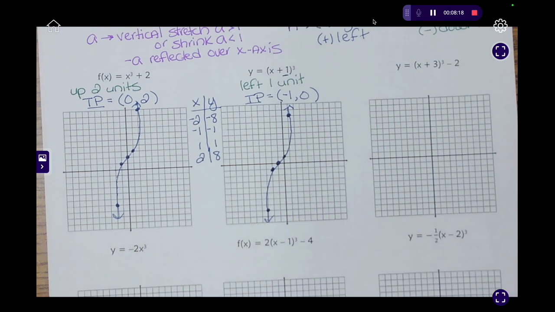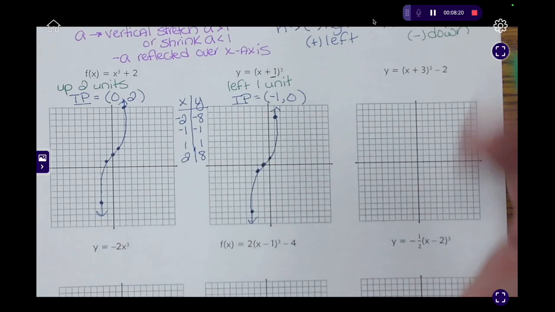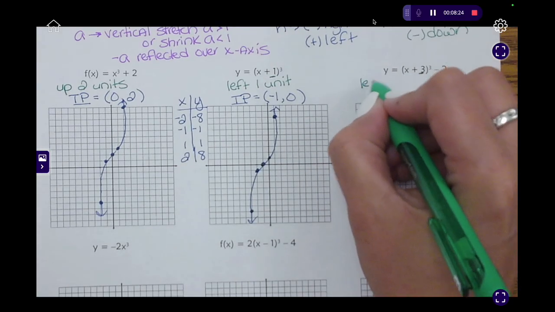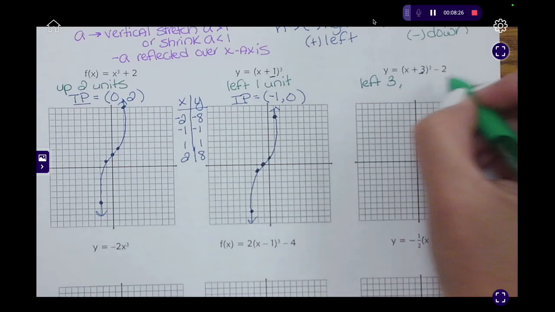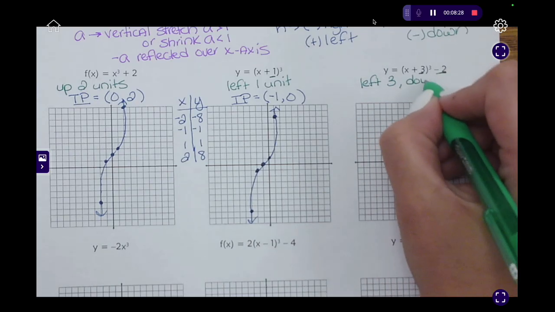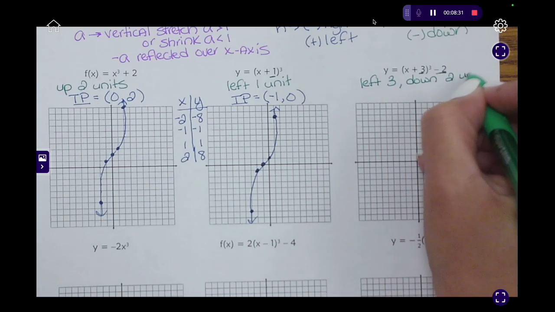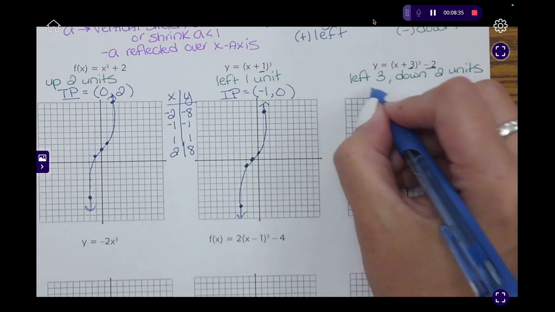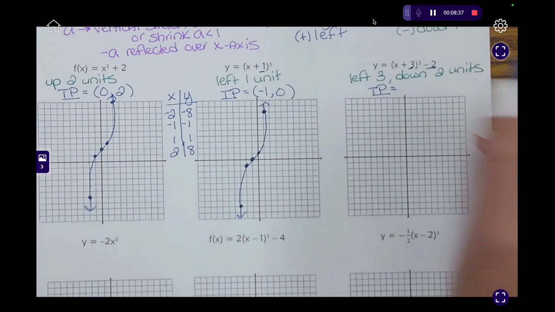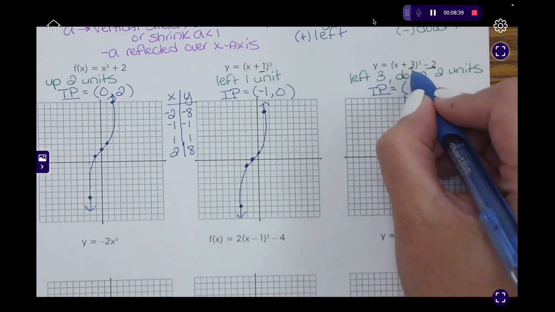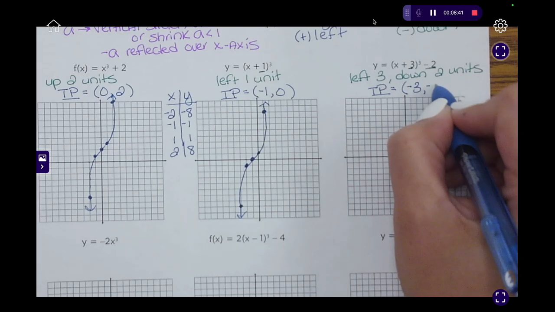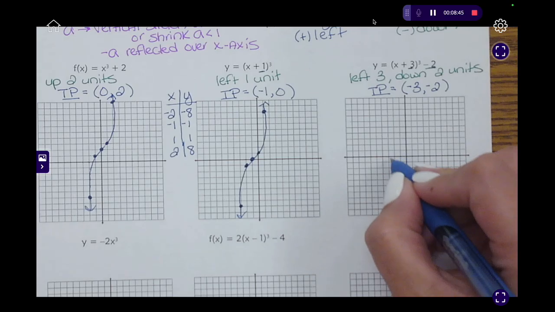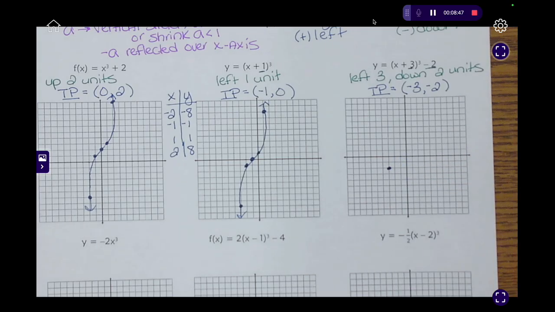All right, so let's look at the next one. We're going to kind of merge this. So now I have 2 numbers. Looking at this, the 3 on the inside tells me that it's going to the left 3 units. And then this is going down 2 units. So for the turning point, I need to put those numbers in an ordered pair. Remember, this is a -3 and that's a -2. So that's my turning point, the middle of my graph. So I'm going to go over to -3 and down 2.